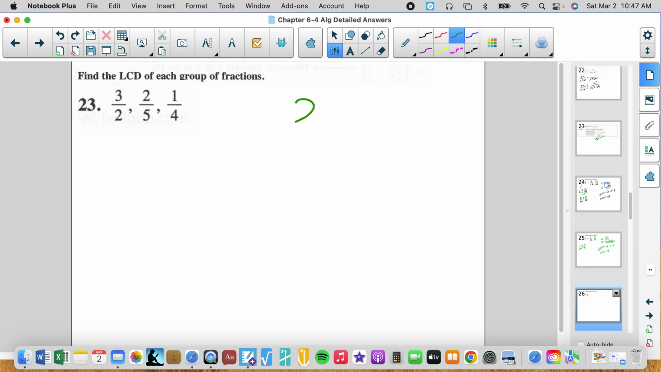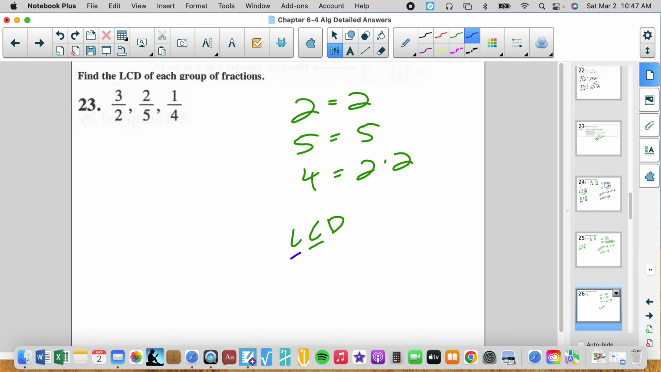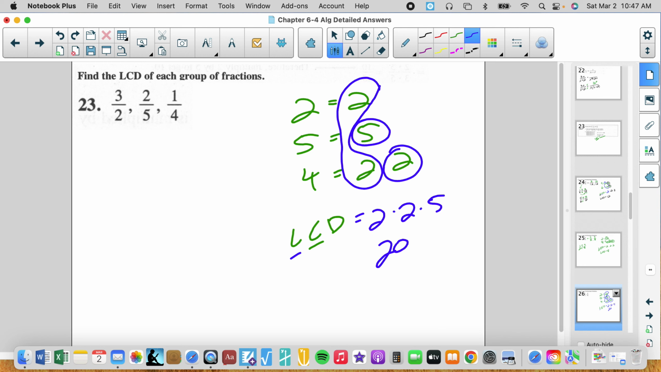So now we have 3 terms that we have to find the LCD for. So 2 is easy, 5 is easy, 4 is easy. So for the LCD, what do they have in common? They have nothing in common. But the leftover is going to be interesting. So we're going to do this as a common, this is a common, and this is a common. So 2 times 2 times 5, which is 20.